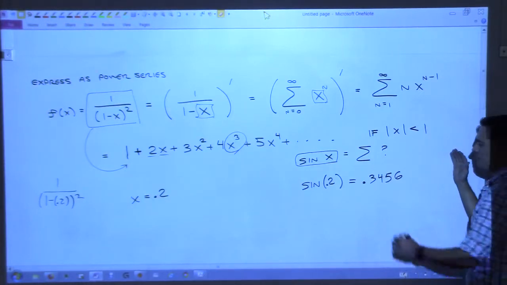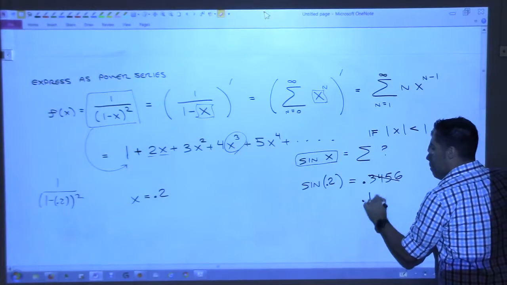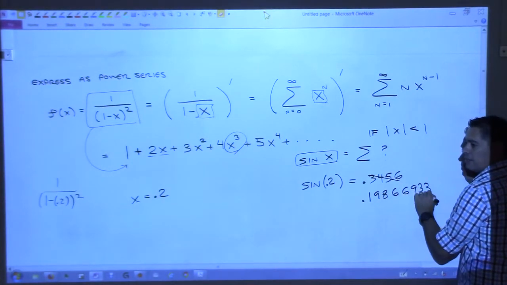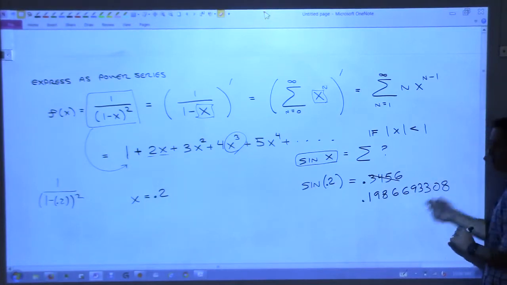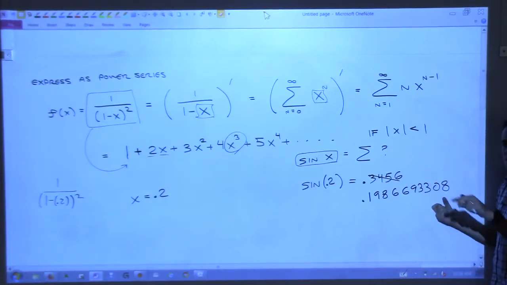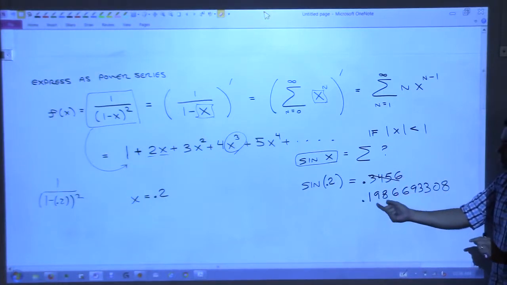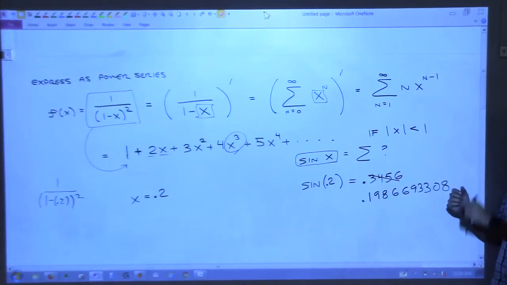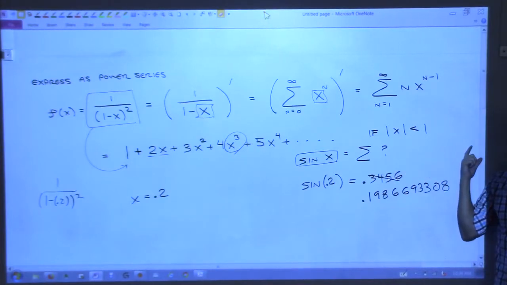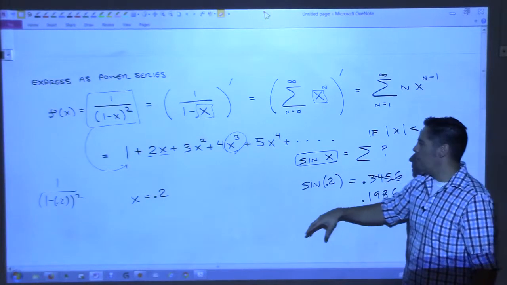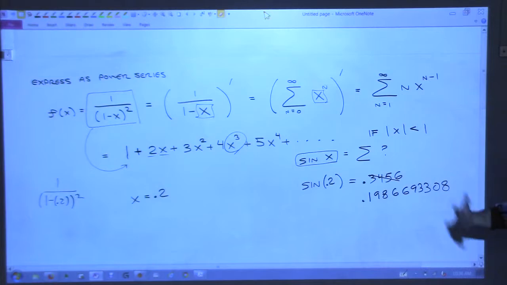What is it? It's like 0.1986693308. Anyone go further than that? But there's a setting in your calculator where you can set how many decimals you want it to go out. So if you set your calculator to go more decimals, it's actually going to run the series out further. Okay? That's what's happening. That's the mechanics of functions in a computer. I hope that makes sense. I'm trying to give this some credibility for later.